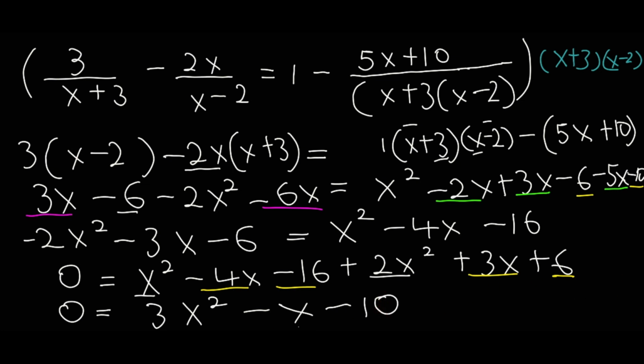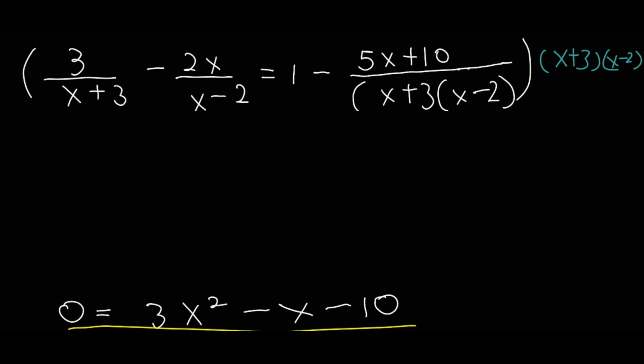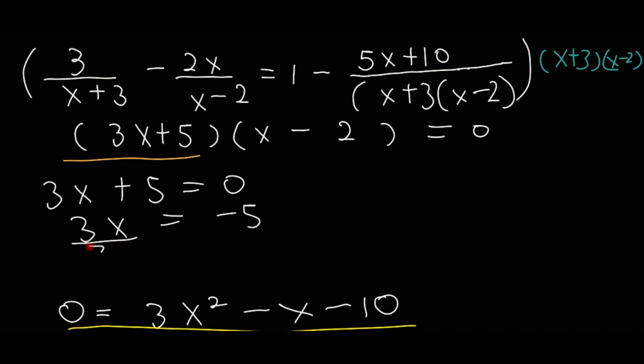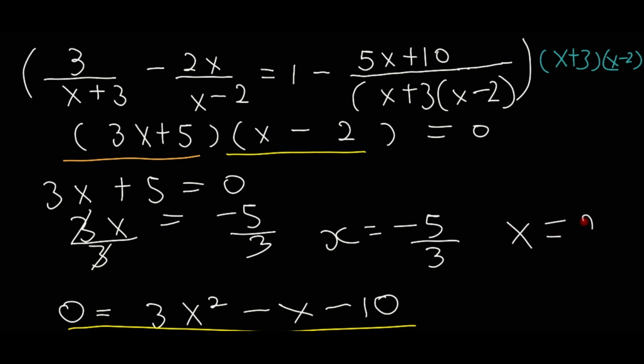And then from there, we factorize. So we factorize into two brackets, and then we have 3x plus 5, and then we have x minus 2. So from there, we solve for x. So we say each of these equals 0. We say 3x plus 5 is equal to 0, and then we have 3x is equal to minus 5, and then we divide both sides by 3. 3 and 3 cancel. So we say x is equal to minus 5 over 3. And then as for this one, we say x is equal to a positive 2.